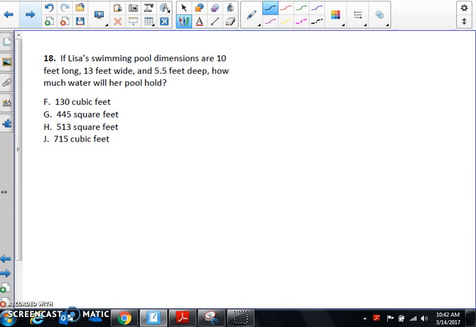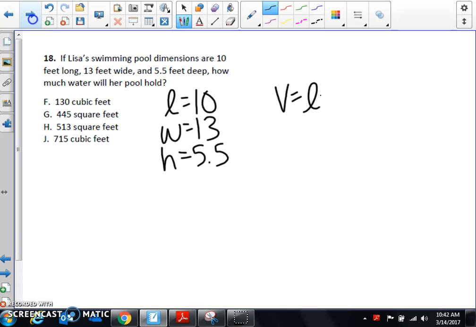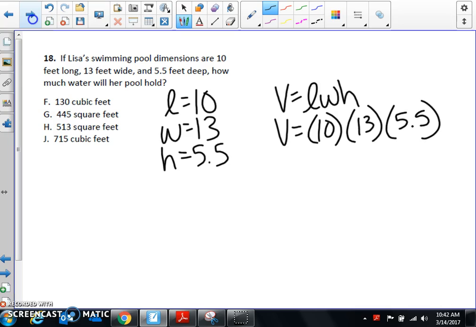If Lisa's swimming pool dimensions are 10 feet long, so the length is 10, the width is 13, and the height is 5.5, how much water will her pool hold? Remember, water goes inside, so that's a volume. I find the volume formula for a rectangular prism, and then y'all, I just plug in my numbers. 10 times 15 times 5.5. Go ahead and plug that in. And I get volume equals 715 square feet. So J is my answer.